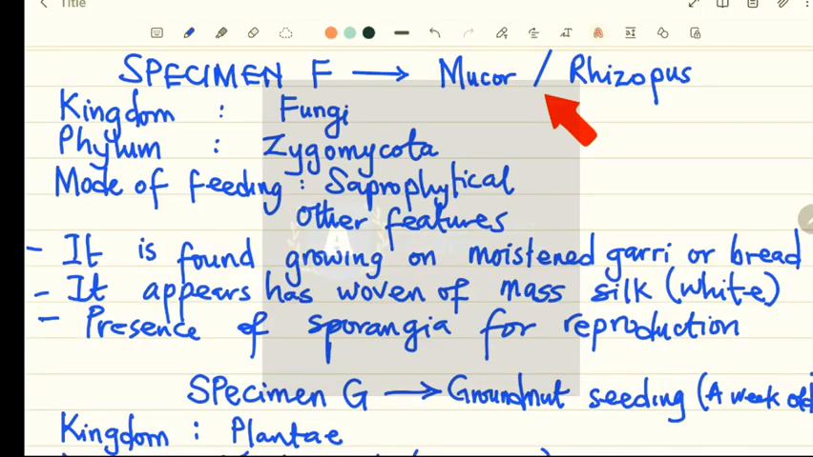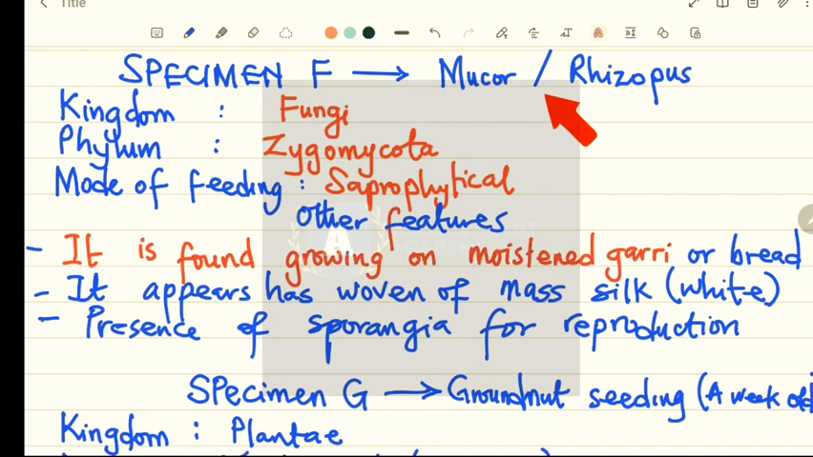Having the sporangium, the horizontal hyphae and the likes. So what kingdom does it belong to? It belongs to another kingdom, fungi, and the phylum is Zygomycota. It feeds saprophytically.